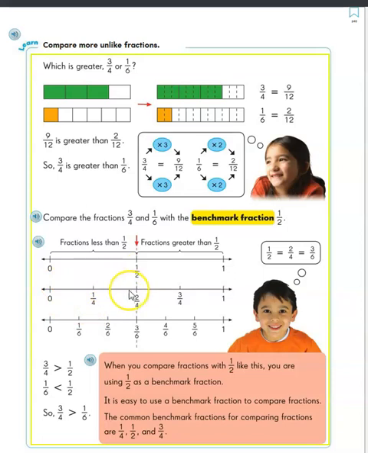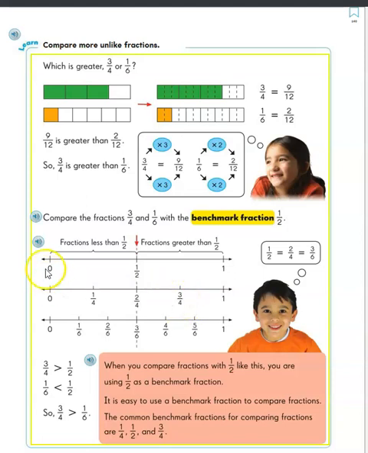Notice they split that one into 4 pieces. And then 3/4 is here. So 3 out of 4 pieces is 3/4. So we know 1/4 is smaller than 2/4 or 1/2. And then 3/4 is the largest one.